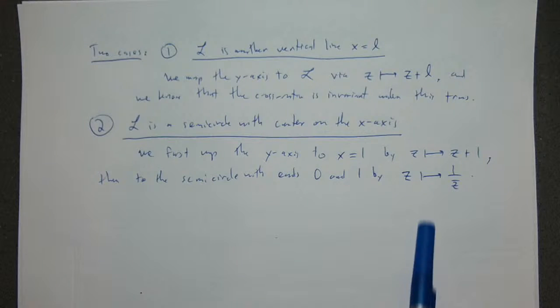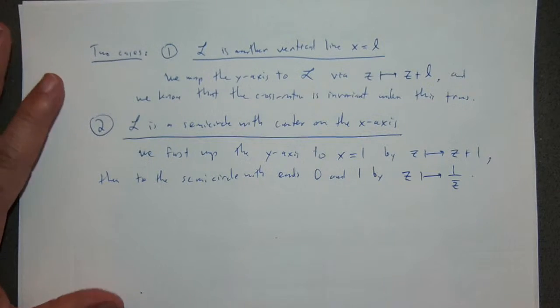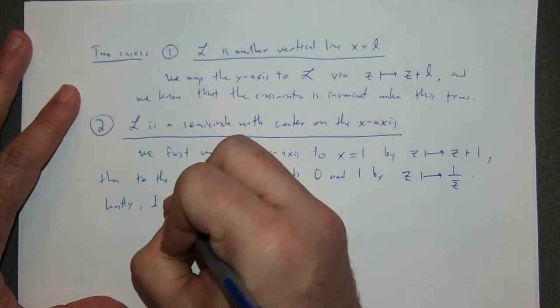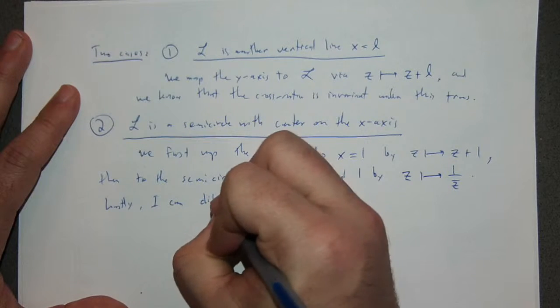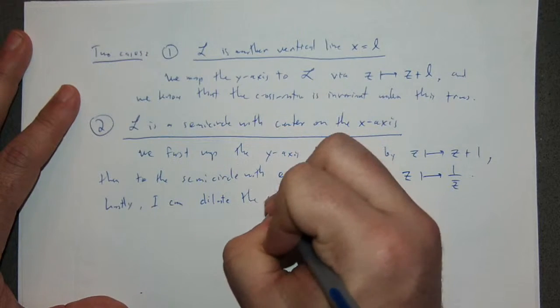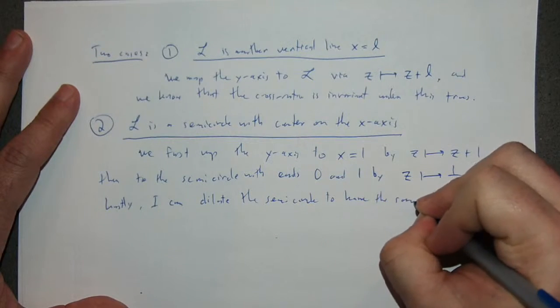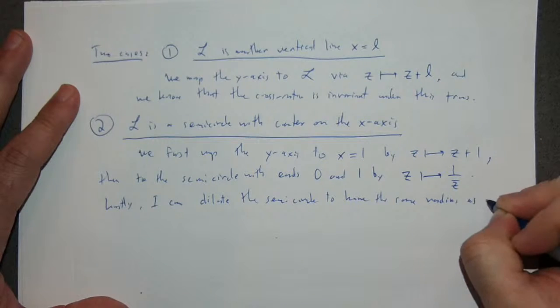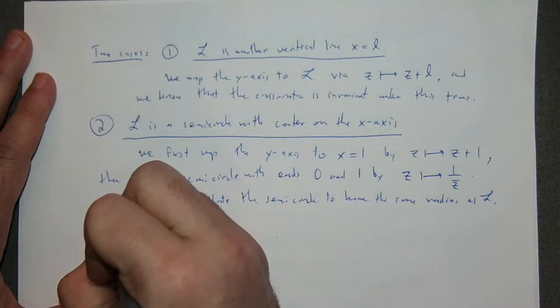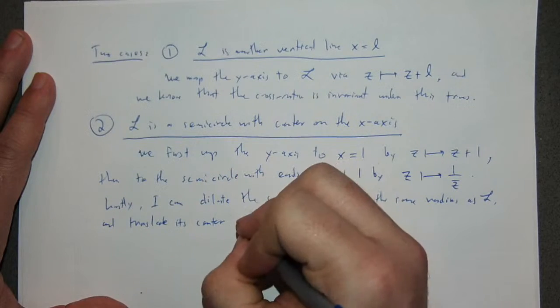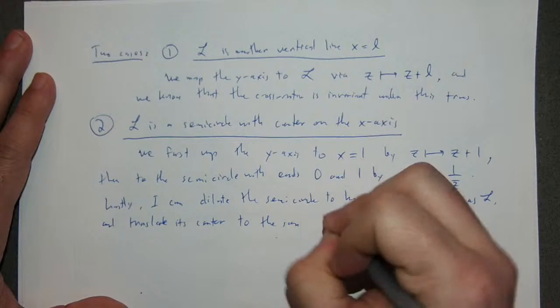Now, what do I do? So now I can translate and dilate to get the rest, right? So lastly, I can dilate the semicircle to have the same radius as L, and translate its center to the same as L.